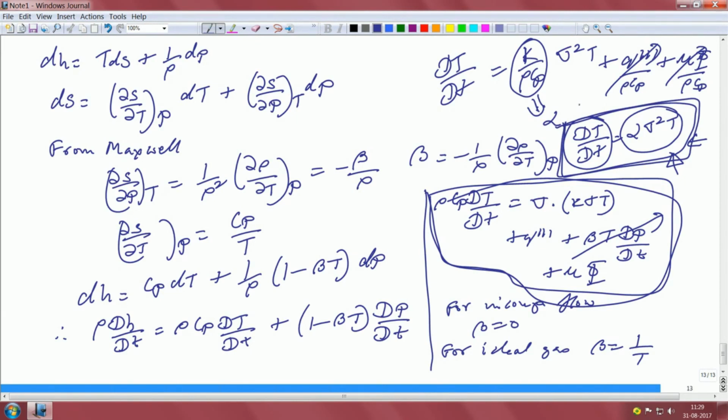As you can see, u or the momentum feeds into this material derivative. So you need to solve the velocity field to compute what is going to be the temperature field.